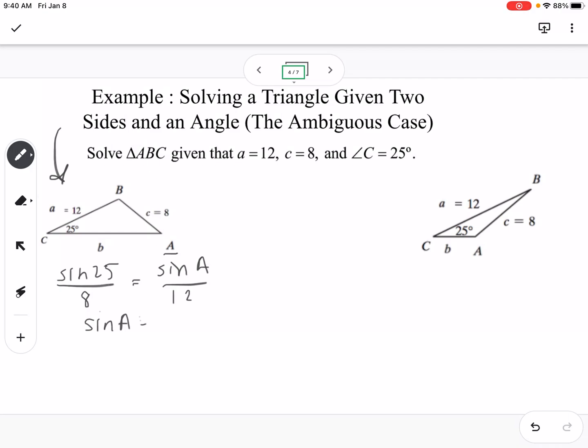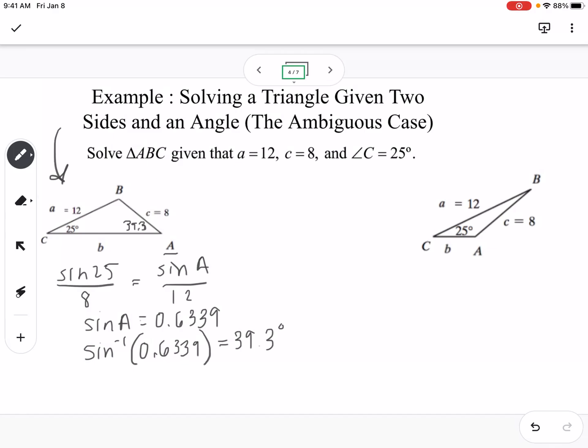So sine of A is 0.6339. So then in order to find angle A, I would do the inverse sine of 0.6339. I'll actually keep the whole answer in my calculator, so I'm not rounding until the end, and we get 39.3 degrees. Okay, so that means that angle A right here is 39.3. It's hard to write tiny.